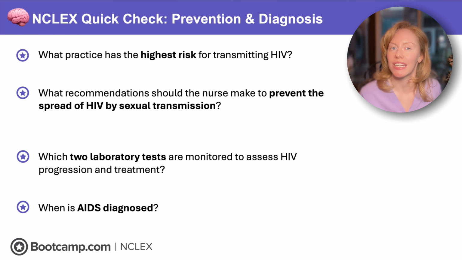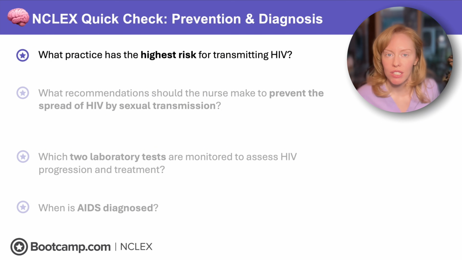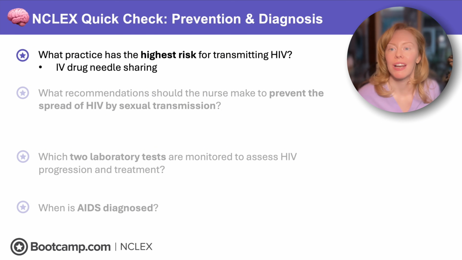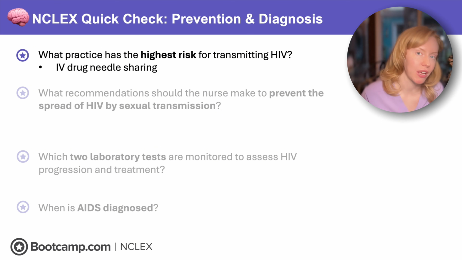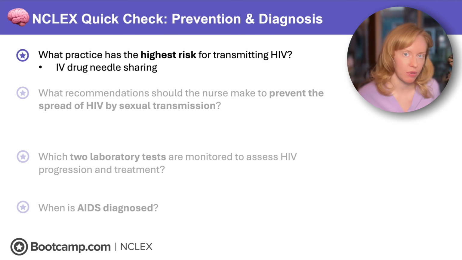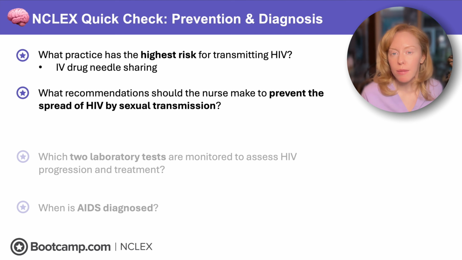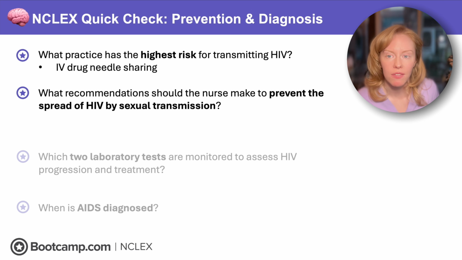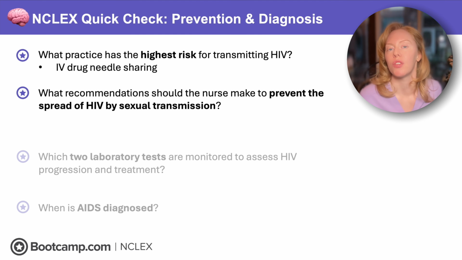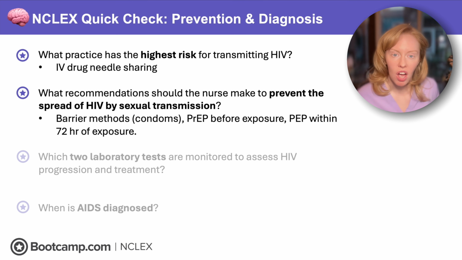All right, time for your first NCLEX quick check. Pause and take a moment to answer. All right, first, what practice has the highest risk for transmitting HIV? And remember, IV drug needle sharing injects someone else's blood into your bloodstream, so don't do it. Don't share needles. Next, what recommendation should the nurse make to prevent the spread of HIV by sexual transmission? So for this, patients should use barrier methods like condoms and can take PrEP before exposure and PEP within 72 hours after exposure.